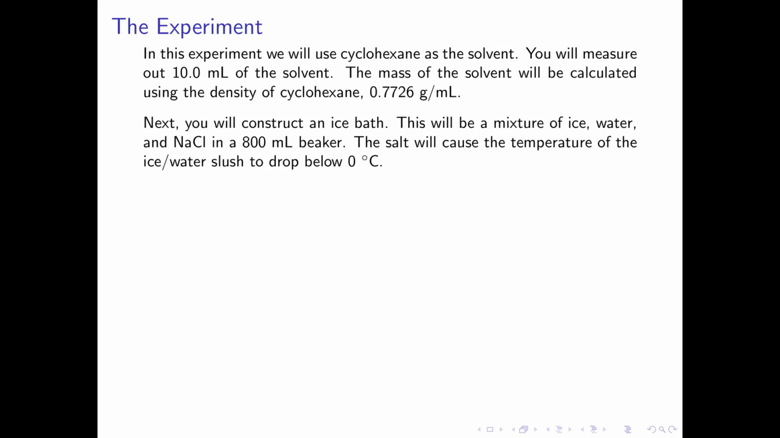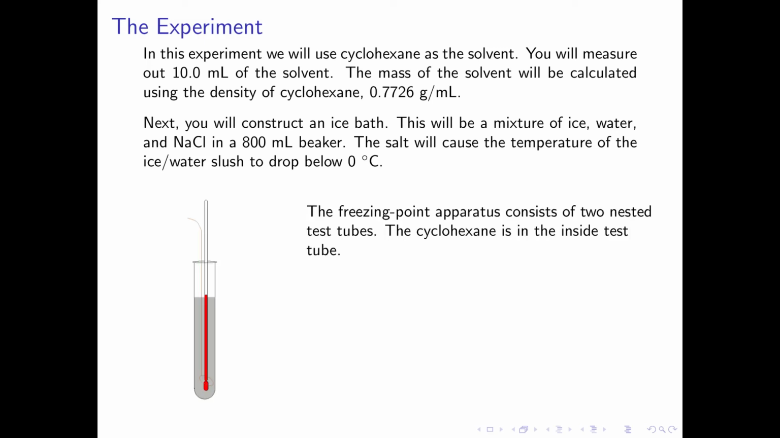Next, you will need to construct an ice bath. This will be a mixture of ice, water, and sodium chloride in an 800 milliliter beaker. The addition of salt will cause the temperature of the ice-water slush to drop below 0 degrees Celsius, allowing for faster freezing. The freezing point apparatus consists of two nested test tubes.